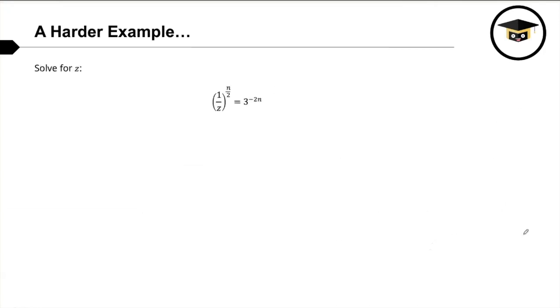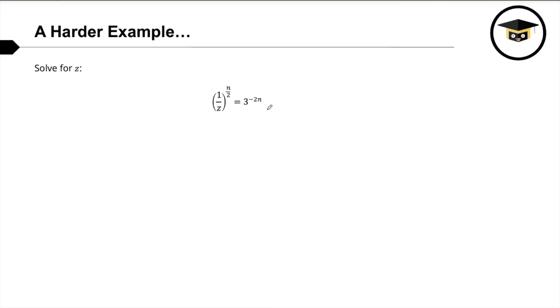Now let's move on to a harder example. So the question is solve for z. I'll get you to pause the video and have a go at this, and then we'll go through the solution. Okay, so hopefully you've had a good long think about this question. So here we have 1 over z to the power of n over 2 is equal to 3 to the negative 2n. How do we go about doing this question?